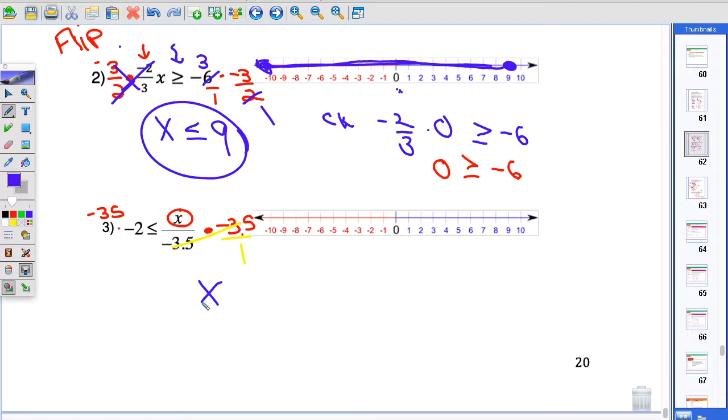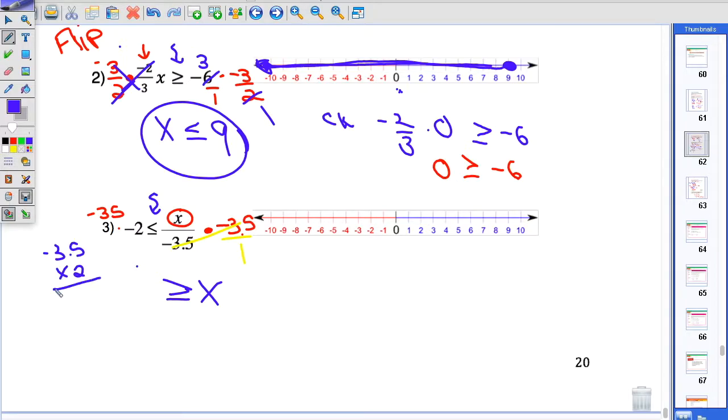Our variable is on the right, and we did multiply by a negative, so we're going to have to flip our inequality around, so it needs to be pointing to the x. Negative 3 and 5/10 times a negative 2, so 2 negatives gives us a positive, and 3.5 times 2 is 7. Since the variable's on the right, we're going to rewrite it so the variable's on the left. We have to flip the inequality symbol around so it's still pointing at the x, and bring down 7 so it is on the right. So you're graphing x is less than or equal to 7. So at 7, it's going to be a closed circle.